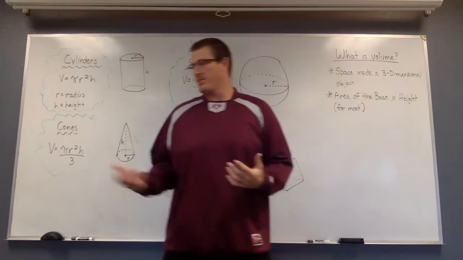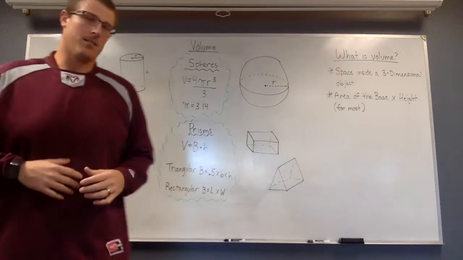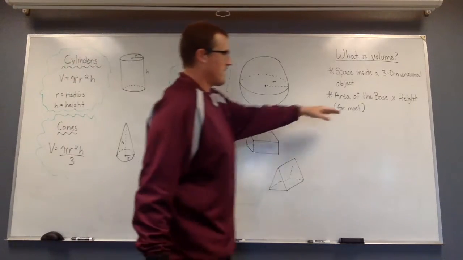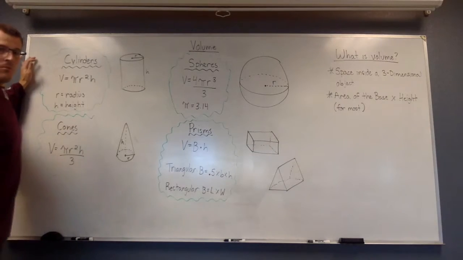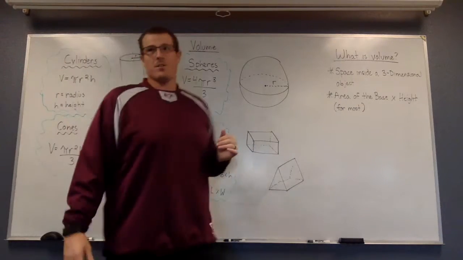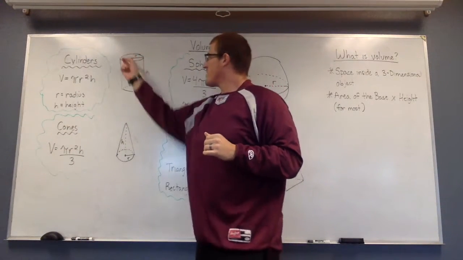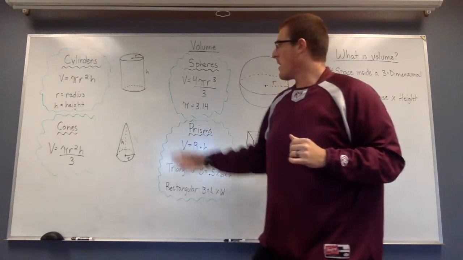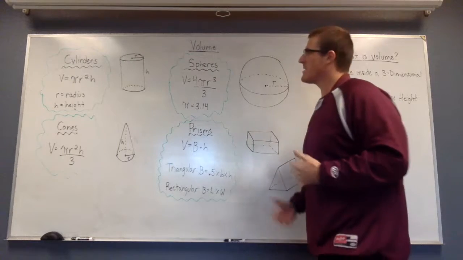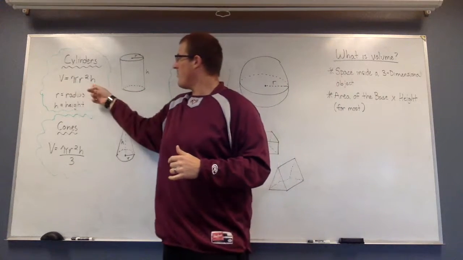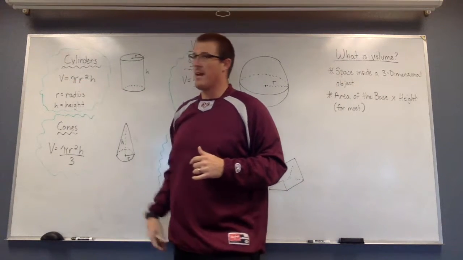Now, there's always exceptions, and I've got a couple on the board. We're going to talk about those, but that's the general rule. Starting with the most simple, we're going to talk about cylinders. A cylinder has a circle on top and a circle on bottom. The area of your base is pi r squared, it's a circle, times the height. So you have a very simple formula here: pi r squared h.